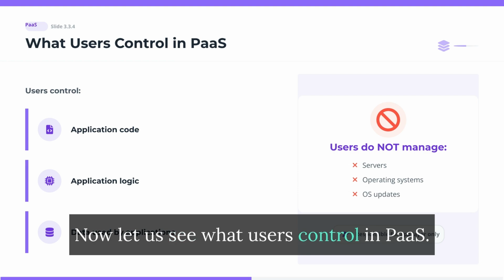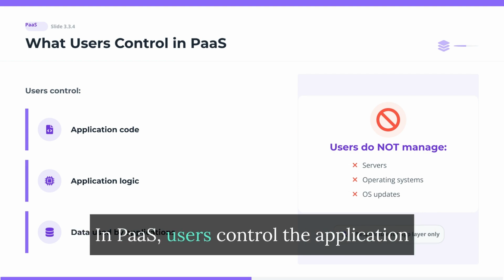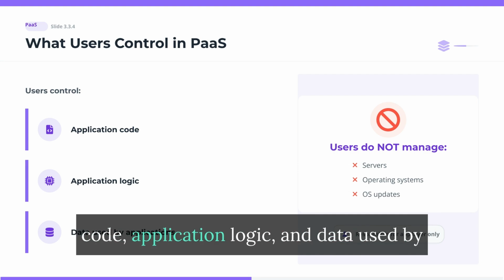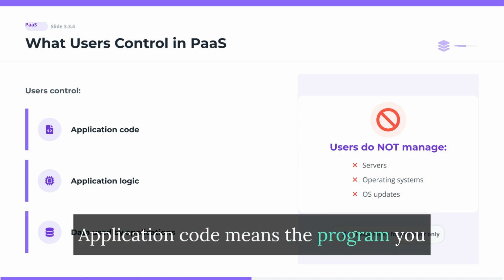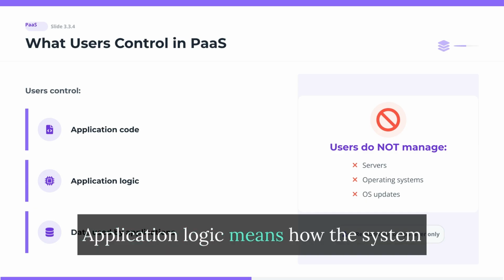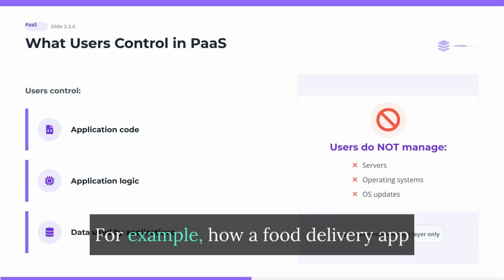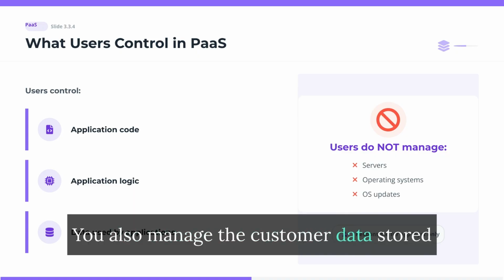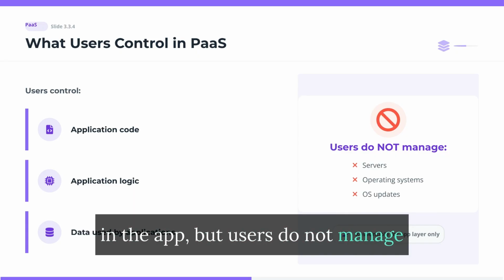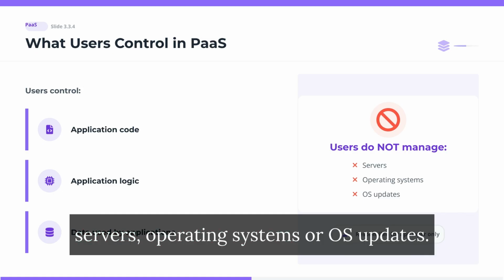Now let us see what users control in PaaS. In PaaS, users control the application code, application logic, and data used by applications. Application code means the program you write. Application logic means how the system makes decisions. For example, how a food delivery app calculates delivery fees. You also manage the customer data stored in the app, but users do not manage servers, operating systems, or OS updates.